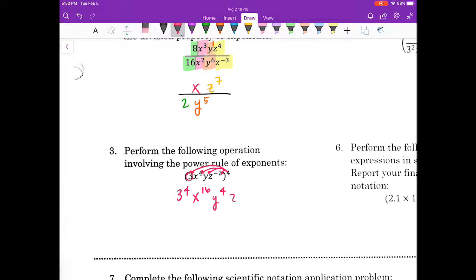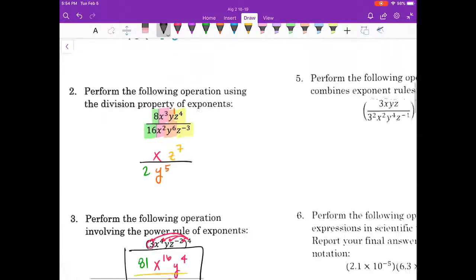Y to the fourth, z to the negative 2 times 4 gets us negative 8. Now the only thing we need to move to our denominator to make it positive is that z to the negative 8th. So we'll erase that and throw it underneath, make it positive. And then one more piece, 3 to the fourth, we need to evaluate that. 3 to the fourth is 81. So I have 81 x to the 16th y to the fourth over z to the 8th.